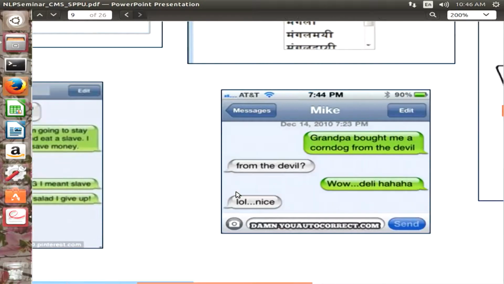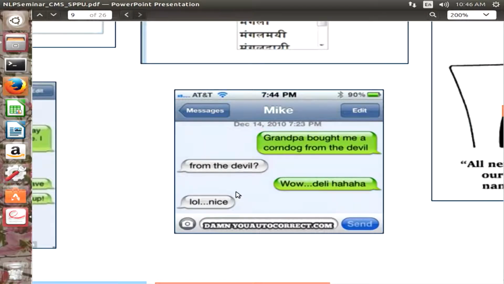You find this all the time, right? The autocorrects. Grandpa bought me a corn dog from the devil. The devil? No, the Delhi.